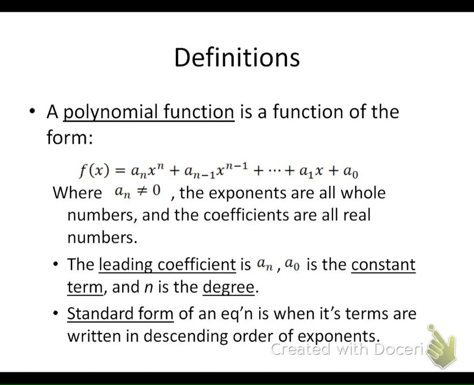Coefficients have to be real numbers. So any kind of coefficient you see, we're not dealing with imaginary. The leading coefficient is the coefficient in the front of the polynomial. The constant term is the number hanging out. This n is the degree, so whatever the highest exponent is will be the degree of our polynomial. Standard form is written with its terms in descending order of exponents.